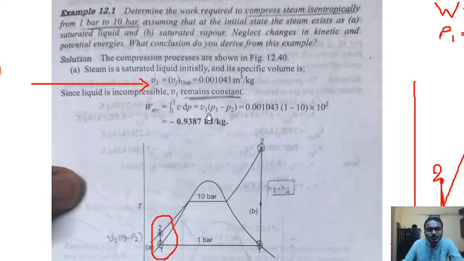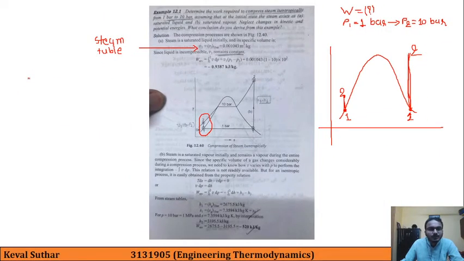V1 is constant because here we cannot change the volume because liquid is incompressible. So we can only take the difference of pressures, that is V1 into P1 minus P2. V1 is available to us from the steam tables, and here 1 minus 10, that is the pressure difference. And why is this 10 raised to 2 coming? Because we are given pressure in bar.